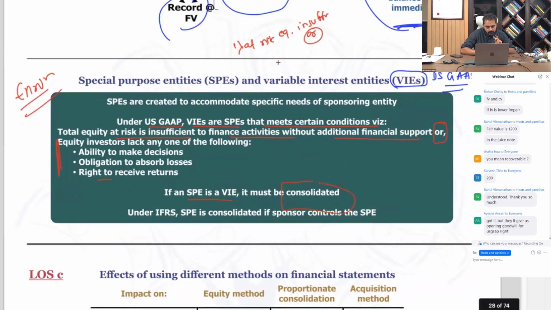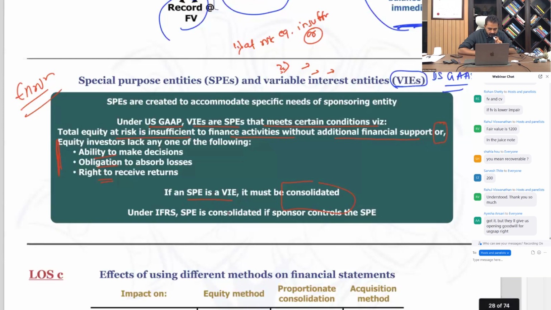Or rule number two, the following three criteria, these three: ability to make decision, obligation, right to receive return. If any one of the two rules is met, it is a VIE. If it is a VIE, it needs to be consolidated. If it's not a VIE, don't consolidate.